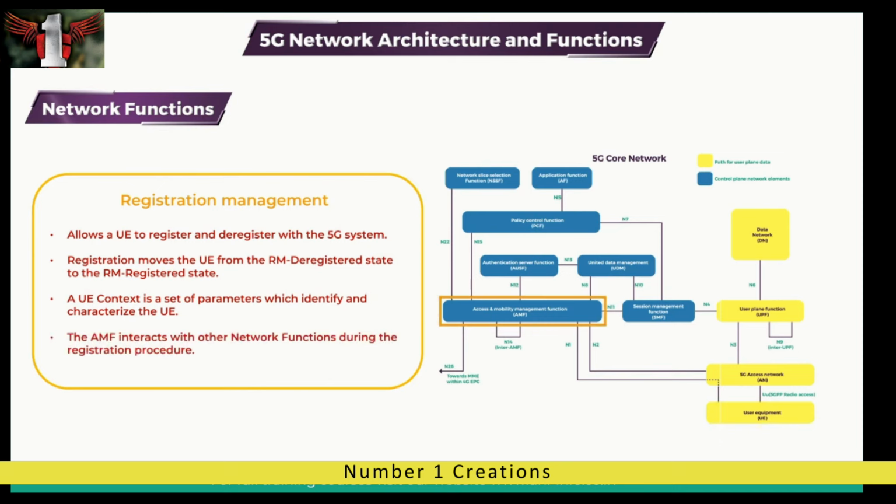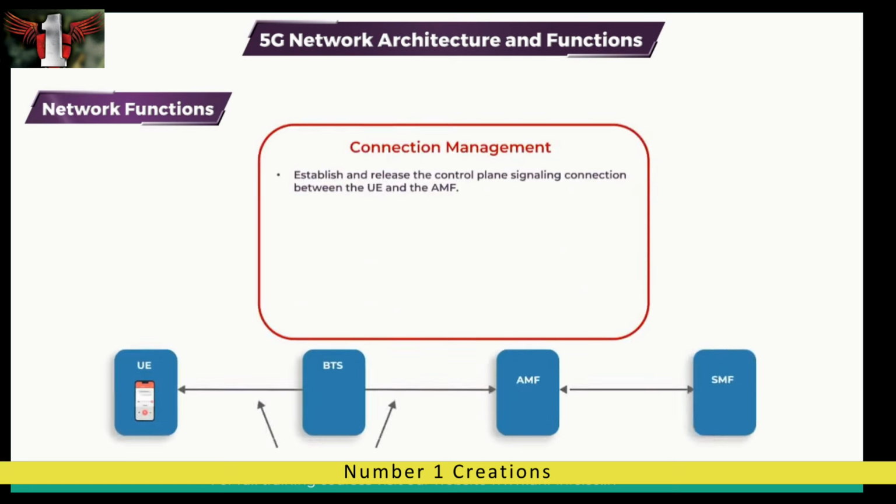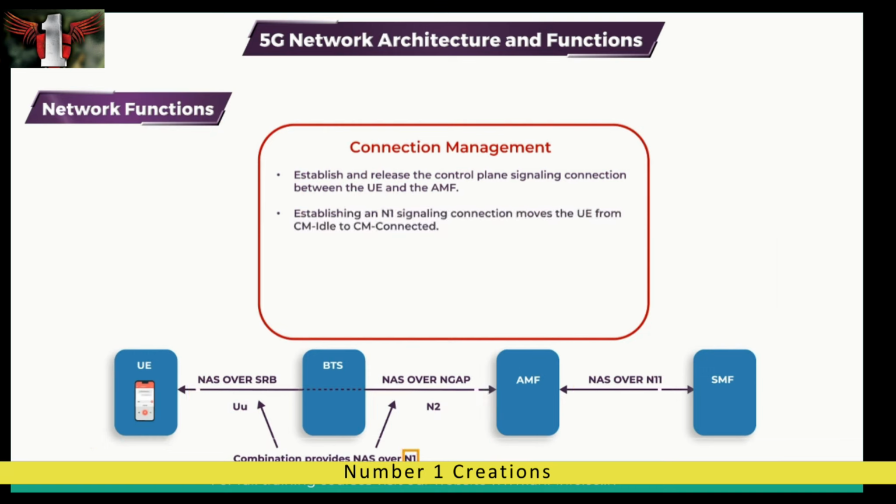The AMF interacts with other network functions during the registration procedure. For example, the AMF forwards the permanent equipment identifier PEI to the SMF, UDM and PCF. Connection management is used to establish and release the control plane signaling connection between the UE and the AMF, that is, across the N1 interface. Establishing an N1 signaling connection moves the UE from CM-IDLE to CM-CONNECTED.